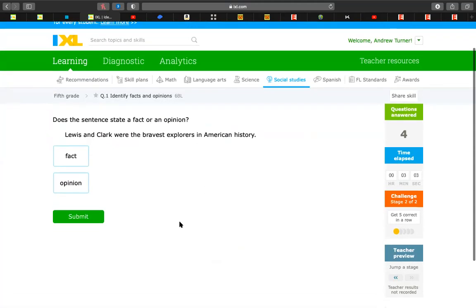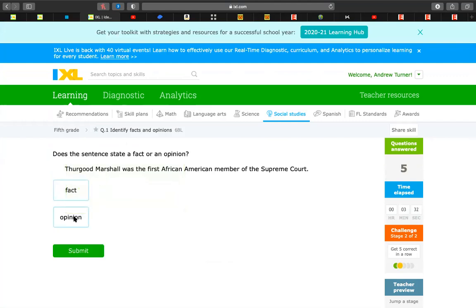Okay, now we're going to determine from this statement if it is a factual statement or not. Lewis and Clark were the bravest explorers in American history. Opinion, because who determines bravest? So that's definitely an opinion. If you said Lewis and Clark were exploring in the 1800s, we can go back and say that's a factual statement. Okay. Next one.